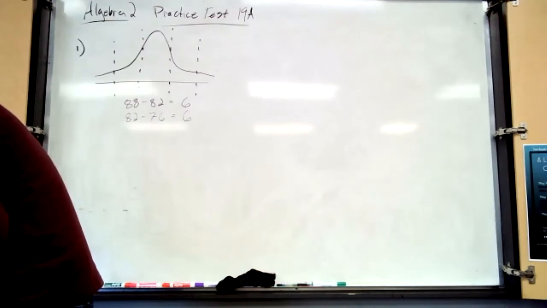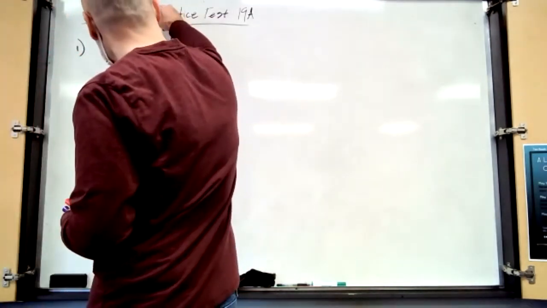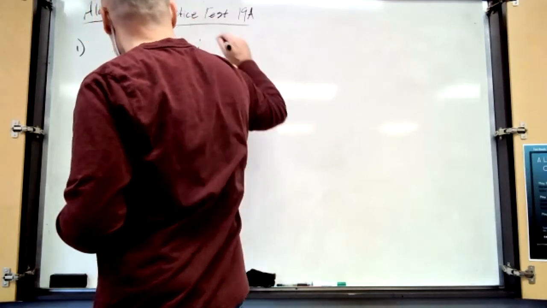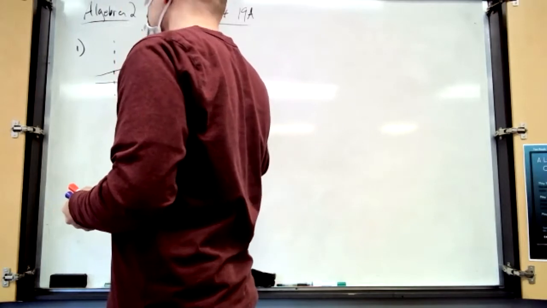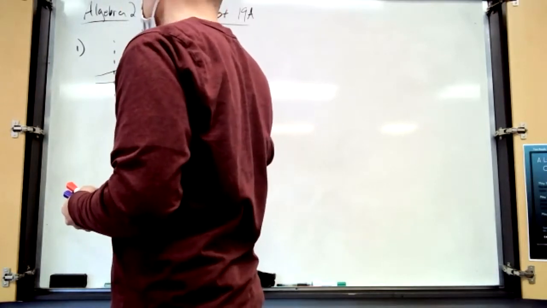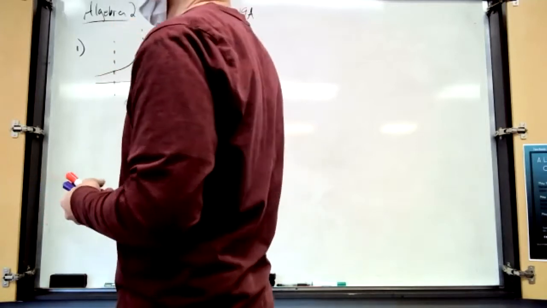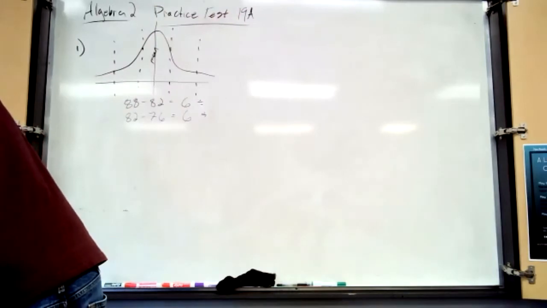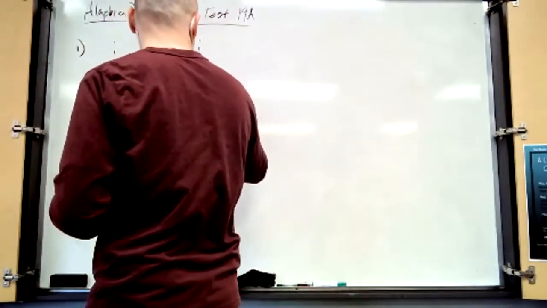So then you divide it by 2. So basically, if this is the mean right here, divided by 2, divided by 2. Actually, we're dividing by 3 because it's a standard deviation of 3. Yeah. 6 divided by 3 equals 2.